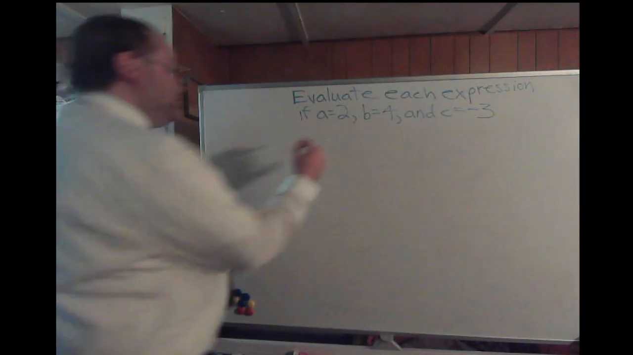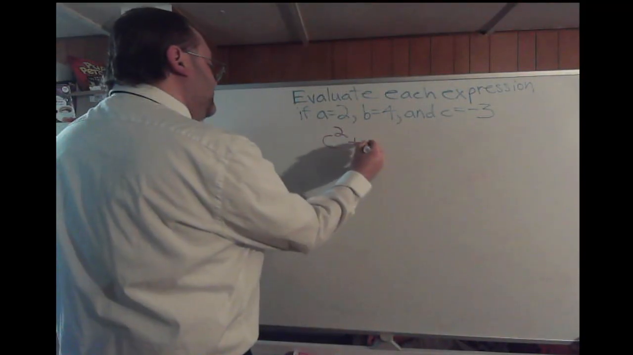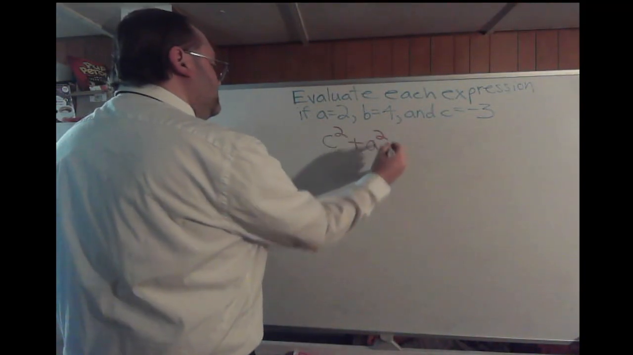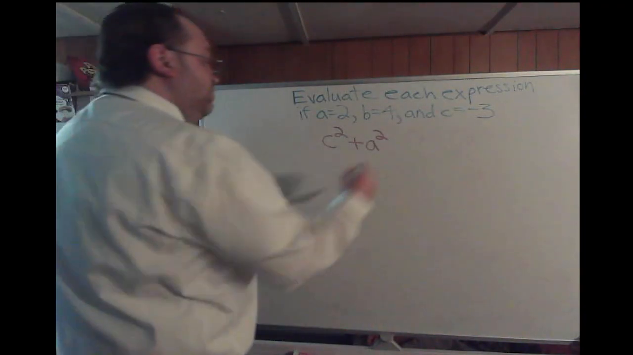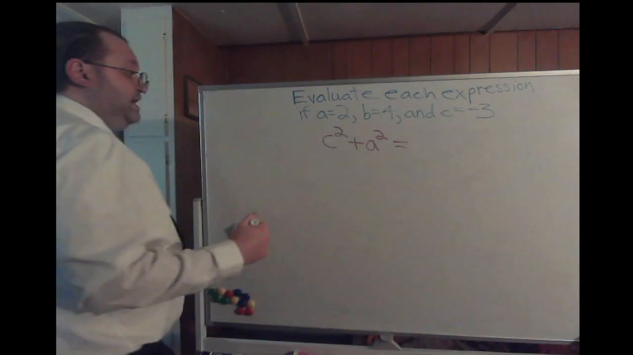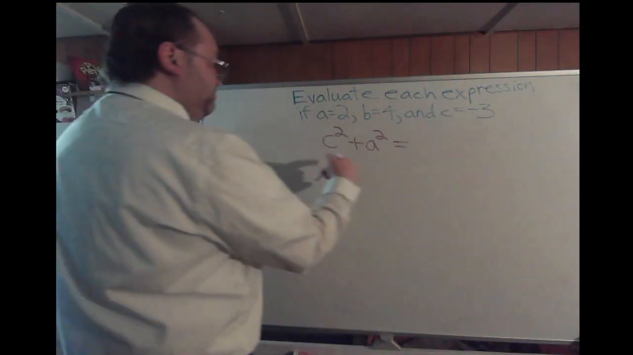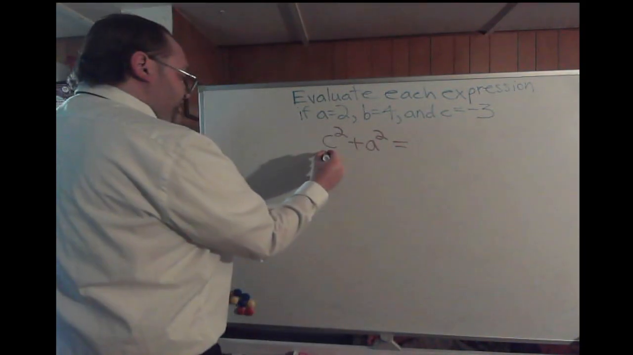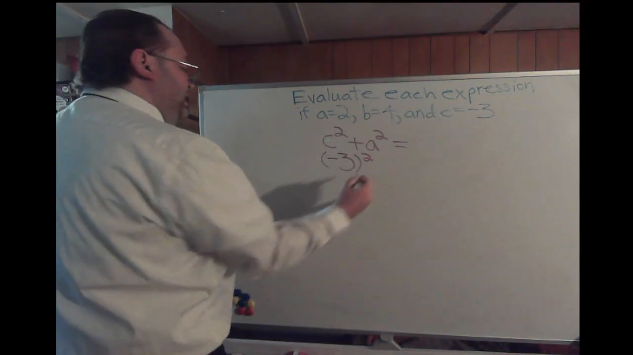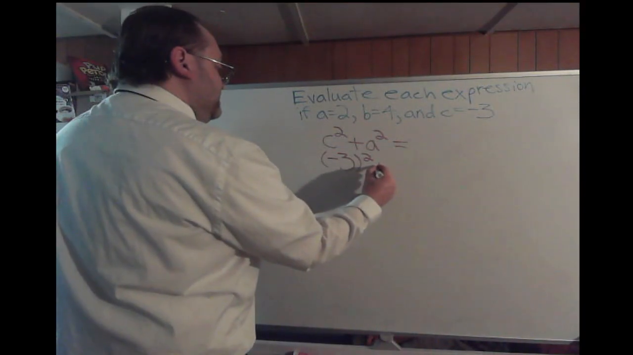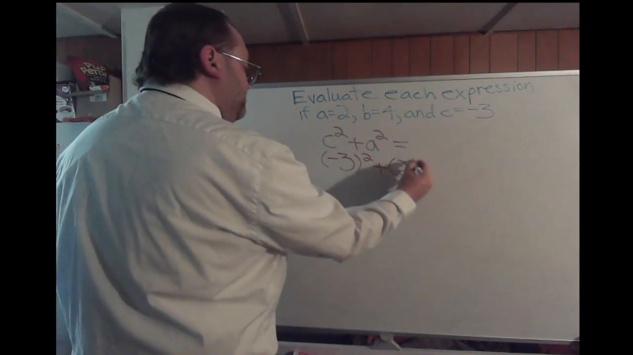Alright, how about c squared plus a squared? So we got the expression c squared plus a squared. Well, first thing, you're going to substitute in for c and a what the values are that are assigned. So c is equal to -3. That'd be the same as -3 to the 2nd power plus, what is a to the 2nd power? That'd be 2 to the 2nd power.